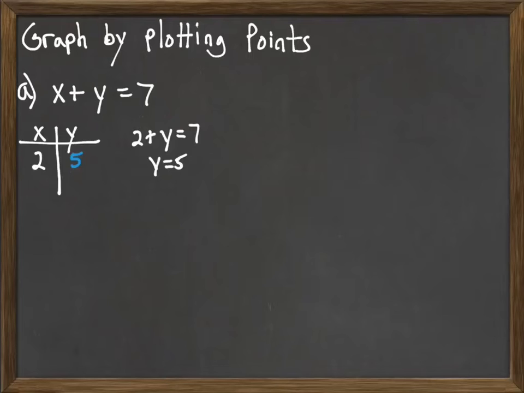We need a second point. So we could pick another number for x, or we could pick a number for y. And I just happened to pick a number for y. So I plugged in y equals 4. And then I go ahead and put that into my equation. And that gives me x plus 4 equals 7. And then I solve that equation for x by bringing the 4 over. And I get x equals 3. And again, I just plug that into my table. At this point I have my 2 points, which is all I need to be able to graph it. 2, 5, and 3, 4.